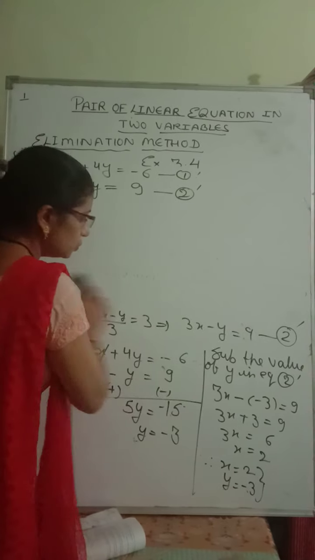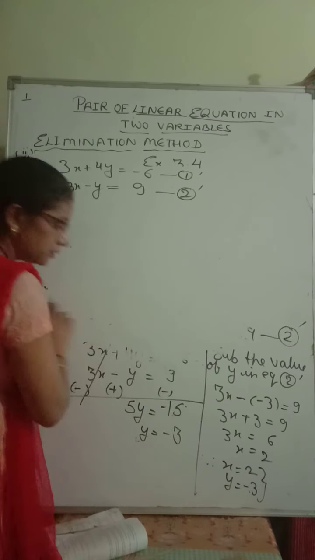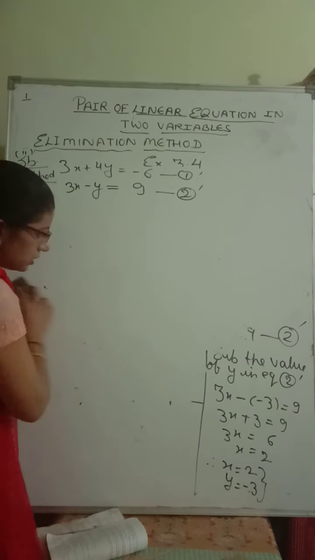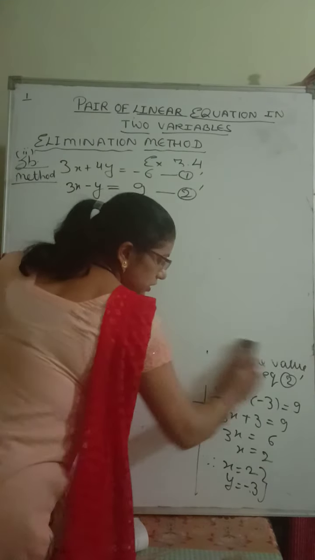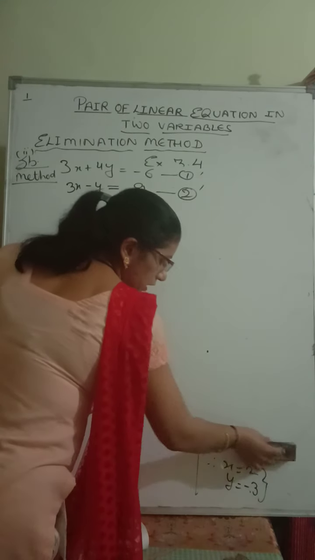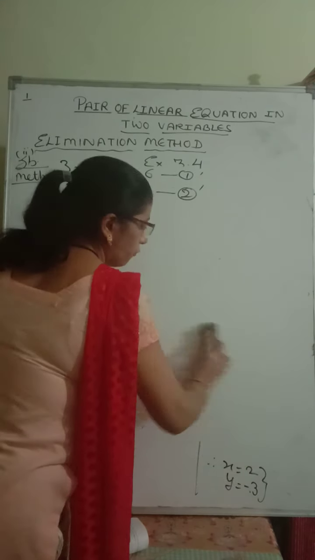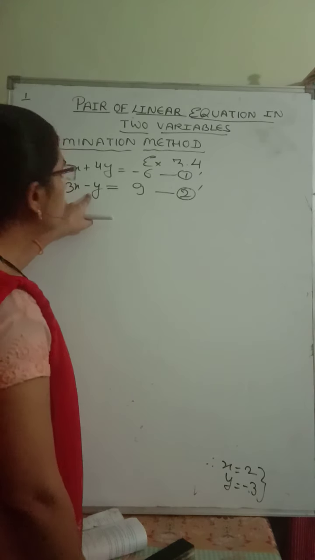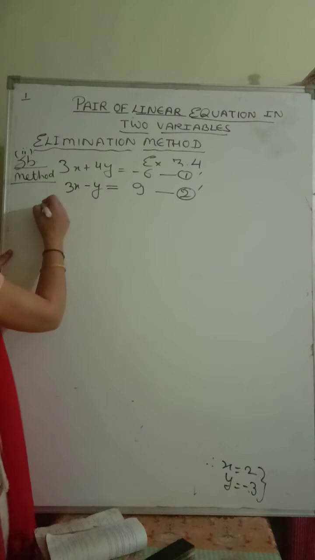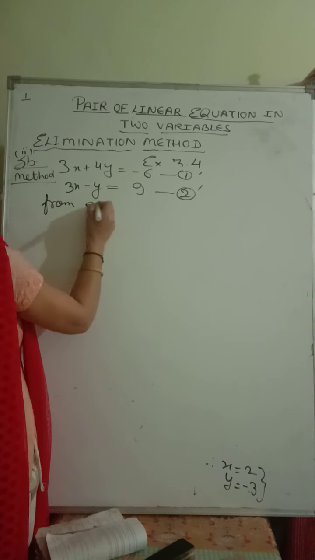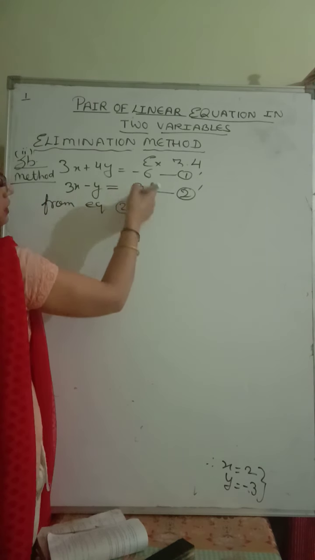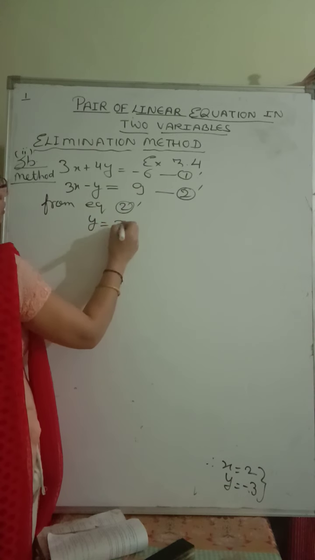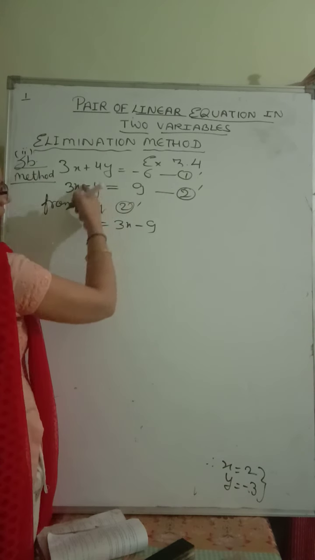So these were our 2 equations. Now we will solve the equation by substitution method. Now you know easily that we will take out the value of x or y from one of the equations. Okay. So we will take out the value of y, because this is easily y we can take out from equation number 2 dash. So from equation 2 dash, y will send this side. So y is equals to 3x minus 9. Okay, 9 will come here.